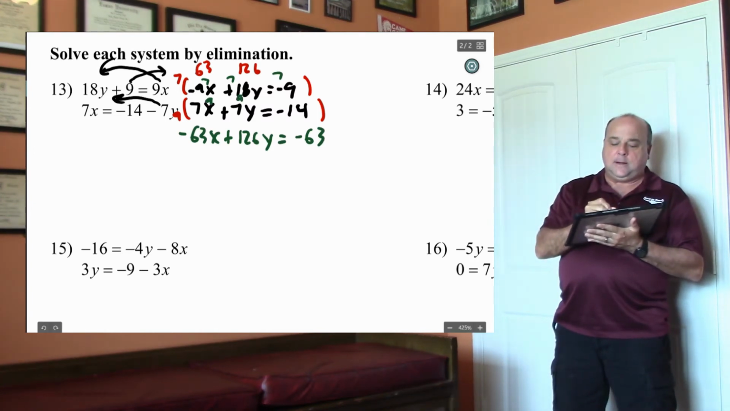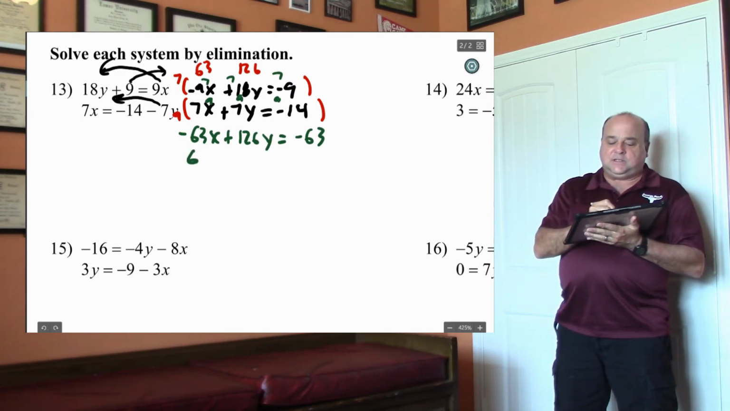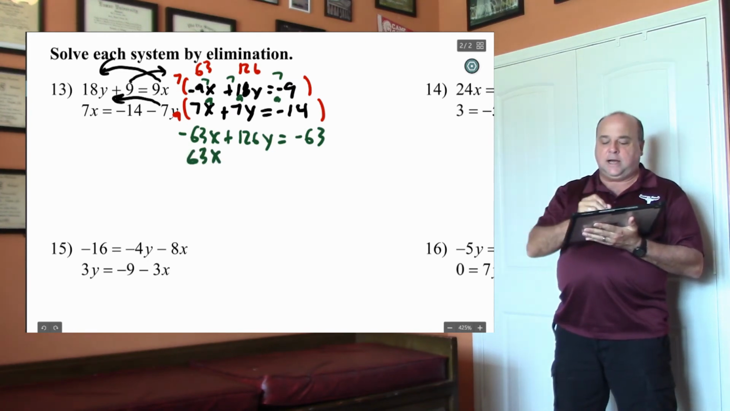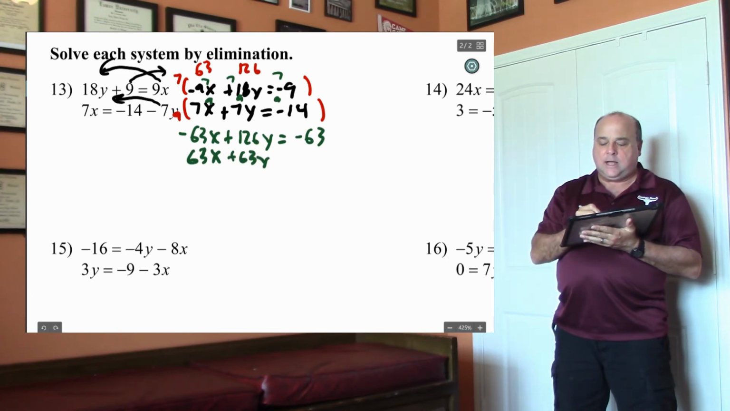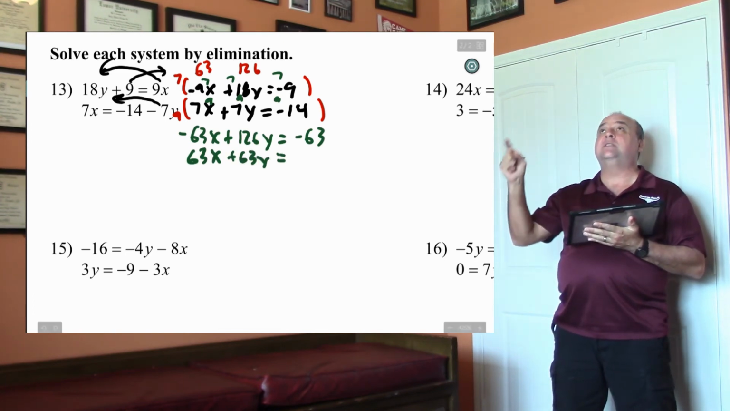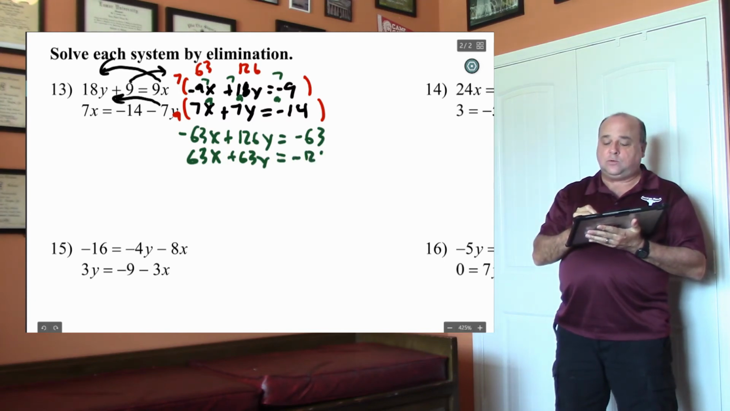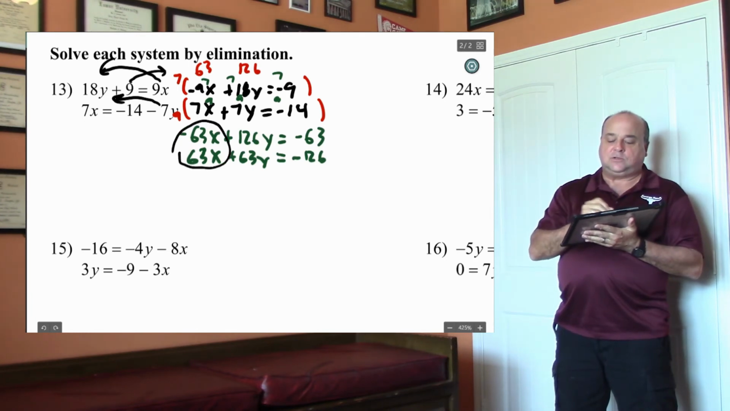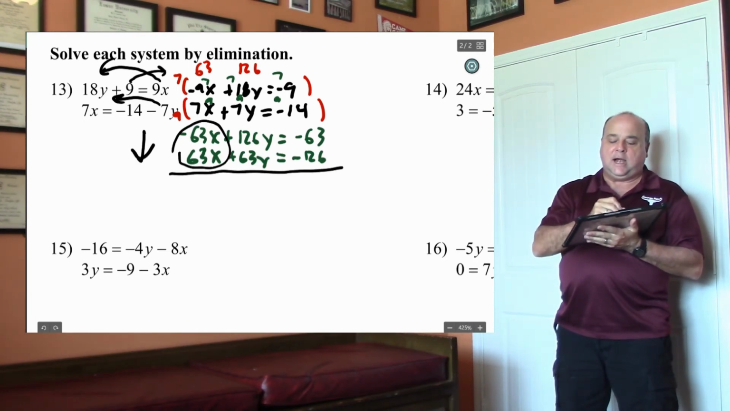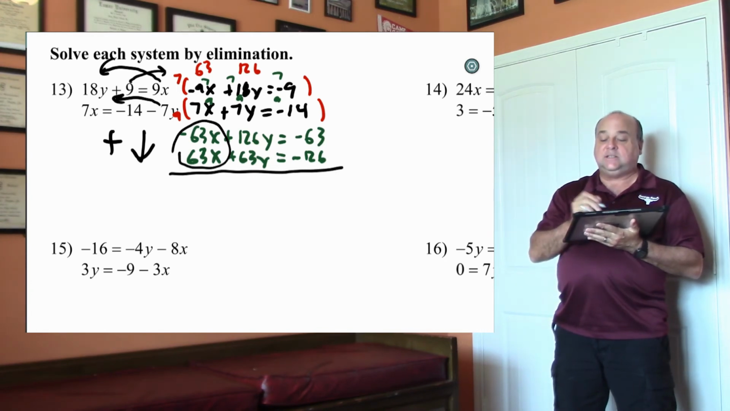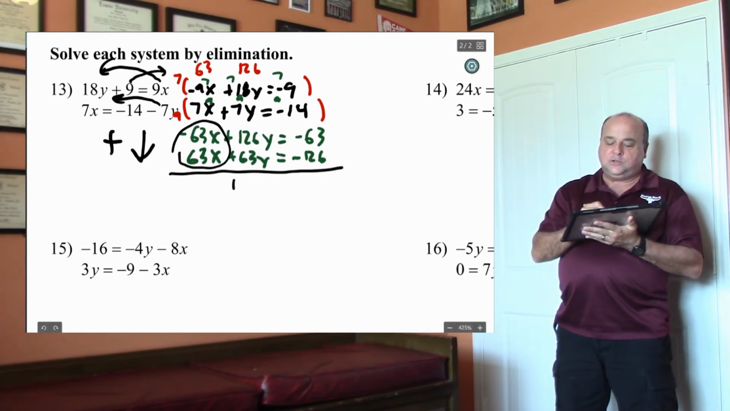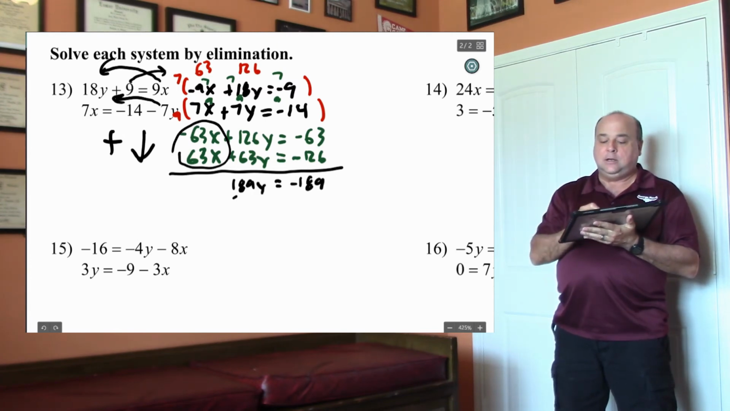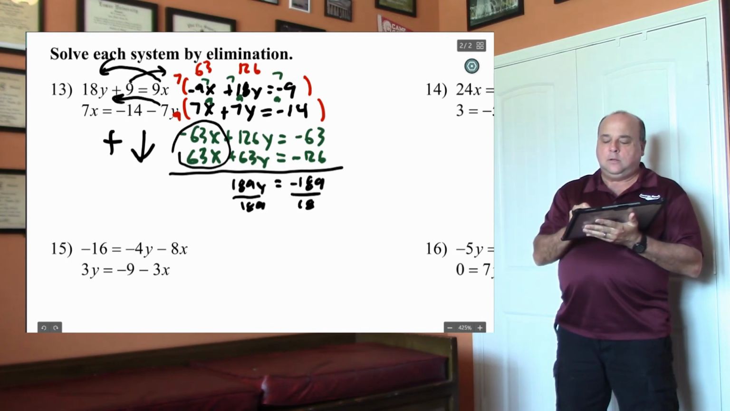We're going to distribute 9. So 9 times 7 is 63x. Notice the x's are opposites, right? 9 times 14 is 90 plus 36, 126, negative 126. My x's are opposites, right? When you get your opposites, draw a bar and add and go down. So 126 and 63 is 189, isn't it? So 189y equals negative 189. It works out, doesn't it? Divide by 189, and you get y equals negative 1.